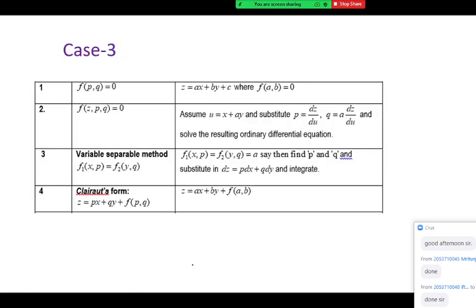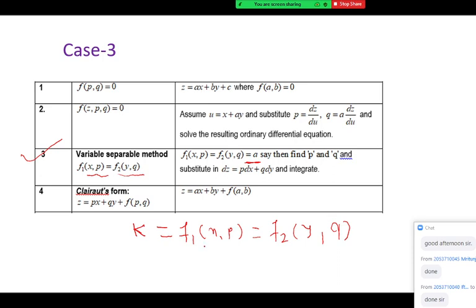Come to case 3 now. In case 3, we should have xp and yq. Four variables should be present, and z should not be present. Another important thing is that xp and yq should be separated on two sides of the equation. So terms of x and p are collected on LHS, terms of y and q are collected on RHS. When this is happening, we take each side equal to some constant, say the constant k or constant a, anything you can take. Here a is taken.